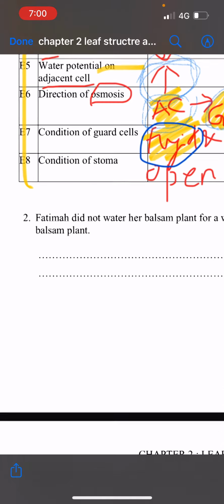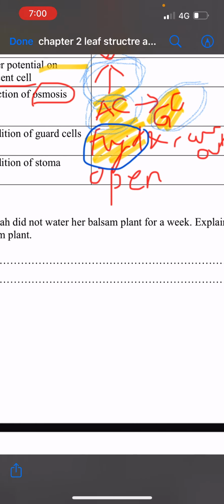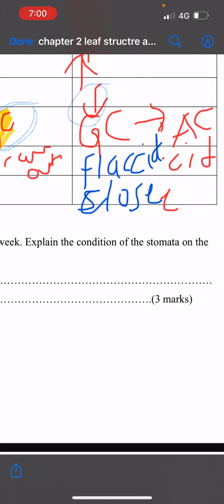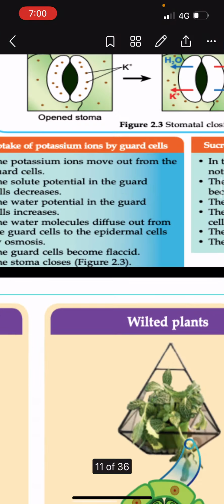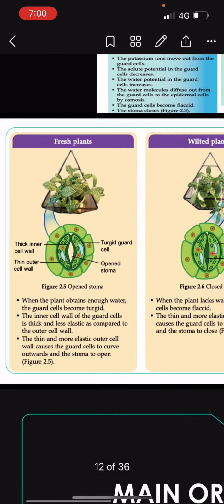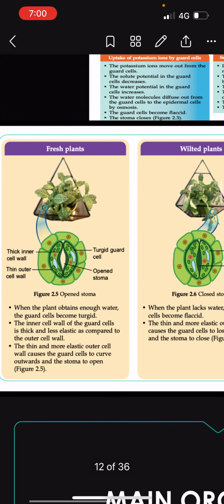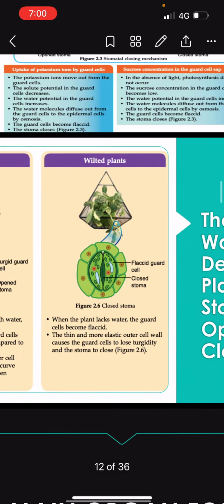Okay, this question bawah ni, Fatimah did not water her balsam plant for a week. Explain the condition of stomata on the balsam plant. So ini ialah soalan yang berkaitan dengan topik yang ni lah. Okay, fresh plant versus wilted plant.